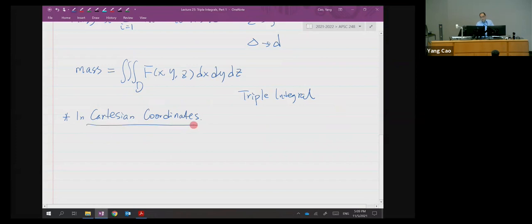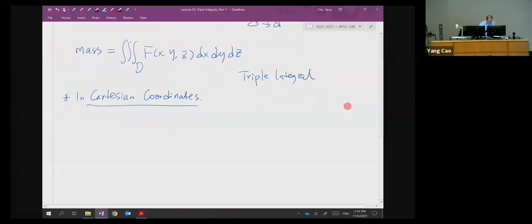No matter what coordinates you use, when you calculate a triple integral, it's always about how you integrate over this region D, and how you find the limits for the coordinate variables, in this case dx, dy, dz, but you can always change the order. So that's what we're going to do here. Let's look at how we can find the integral limits.